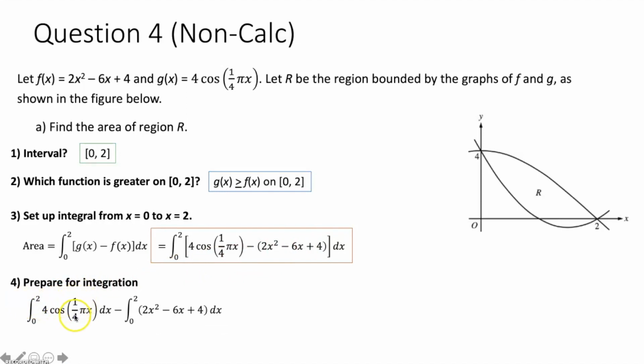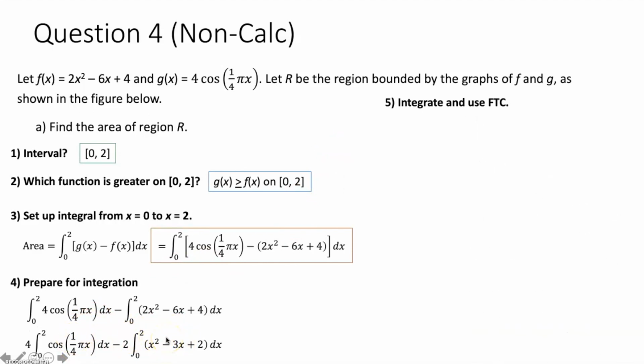Please do not move the 1/4 out front because you're taking the cosine of 1/4 pi x. You can't move that out front. Over here, we actually have a 2 that we can factor out from each of these terms, which we can take out front of our integral sign, and we're now prepared for integration.